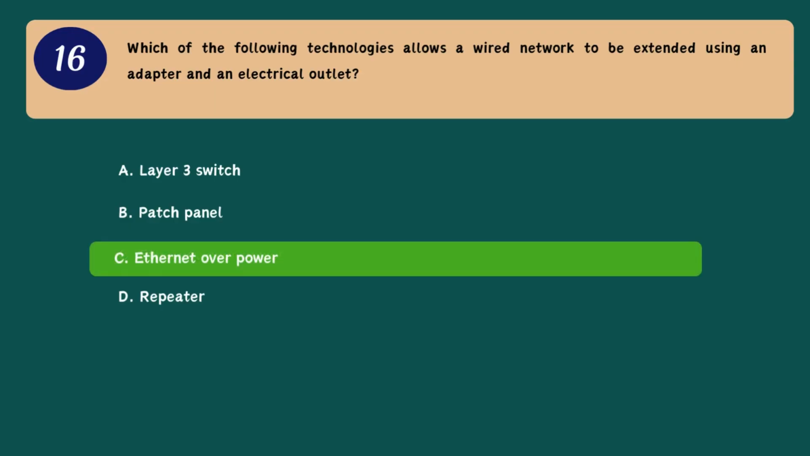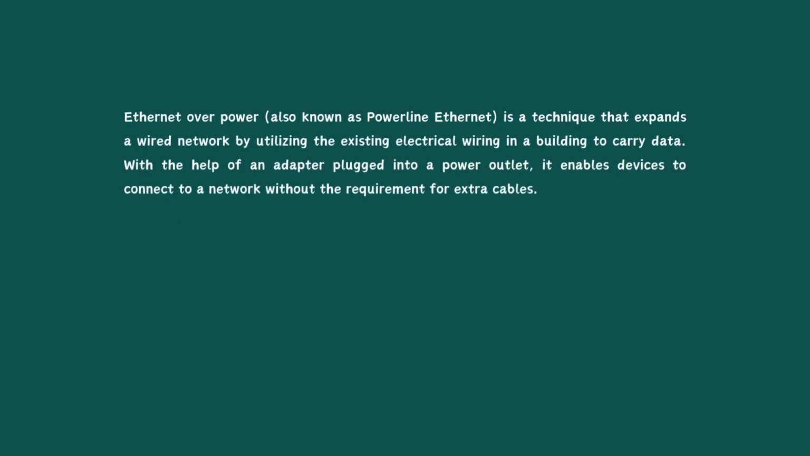Correct answer. C. Ethernet over power. Ethernet over power, also known as powerline Ethernet, is a technique that expands a wired network by utilizing the existing electrical wiring in a building to carry data. With the help of an adapter plugged into a power outlet, it enables devices to connect to a network without the requirement for extra cables.